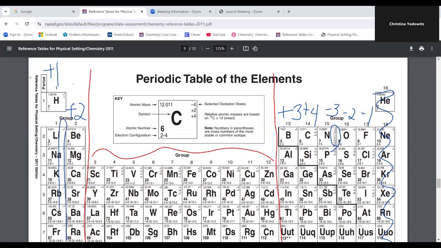You can see group 1 only has one option. They're all plus 1 charges. Group 2 only has one option. They're all plus 2 charges. And so you'll see that a lot here. Group 13, it's very common also up until you get to Tl. That is something that we can kind of rely on. So right now we're using charges they commonly use in common compounds. But again, those compounds have to be ionic. All right, let's go ahead and erase that and move on to the next question.